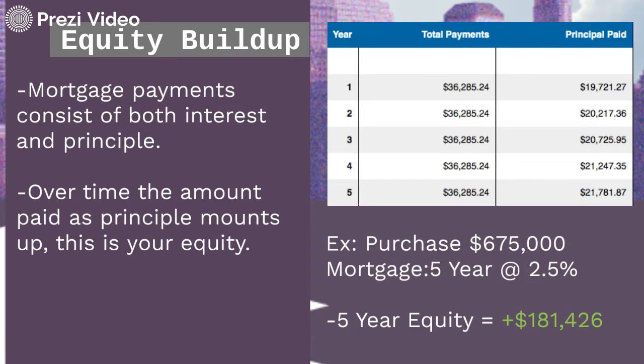Right here, I've included a 5-year amortization chart. Your total payments each year would be $36,000. At the end of that year, out of that payment, $19,000 for year one would be put towards your principal. Now, let's have a little bit of an example. You purchase a property for $675,000 and hold it for 5 years at 2.5%. The 5-year equity buildup would be $181,000. Not too bad.